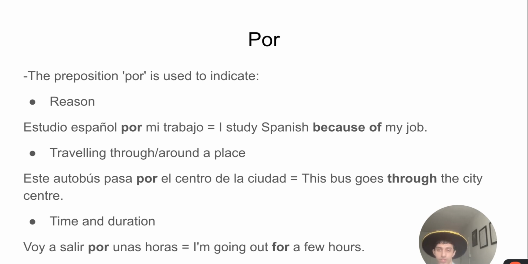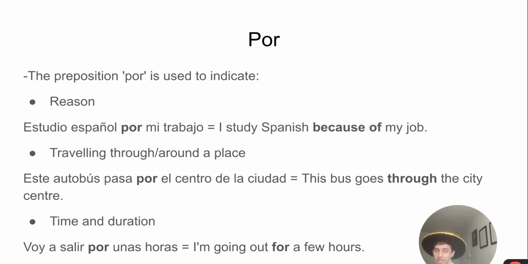For time and duration, if you're expressing time and duration, then you would use the preposition por as well. For instance, you would say, voy a salir por unas horas, meaning I'm going out for a few hours. So here I've translated the preposition por as for in English. That likely makes the most sense. But whenever you're talking about time or duration, the time for which something happened, how long something continued for, you would use the preposition por.